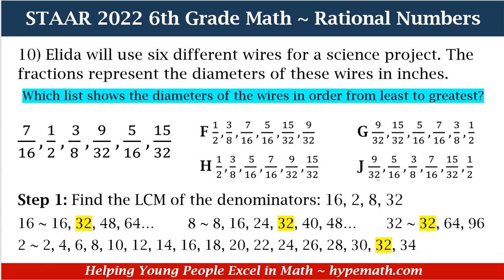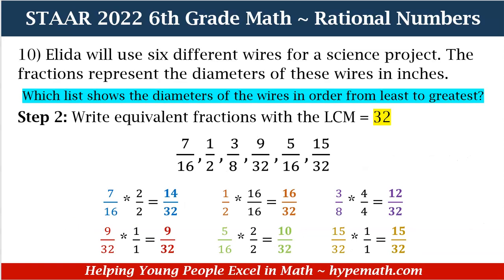For step 1, we are going to list the multiples first. We listed the multiples for 16, 8, 32, and also 2. If you notice, in looking at all of the multiples, our least common multiple is 32, and that is why it is highlighted. Now that we know what the least common multiple is, our next step is to write the equivalent fractions with our LCM or LCD, least common denominator, which is 32. That is what we've done here, and we've color-coded it just so that you can follow along.